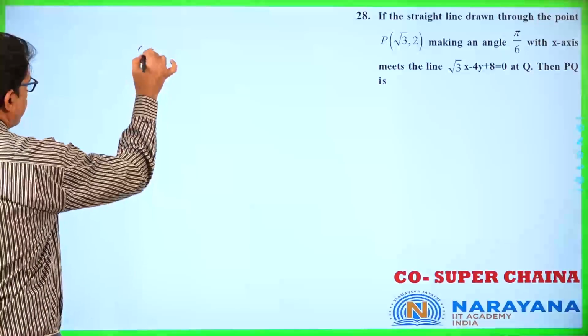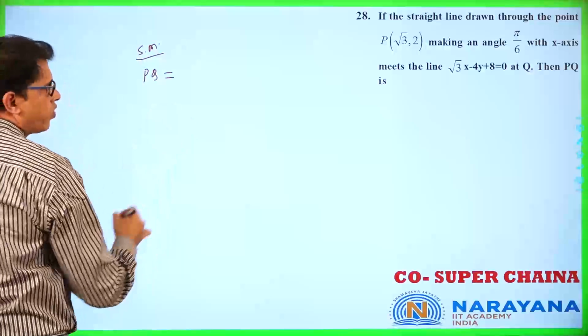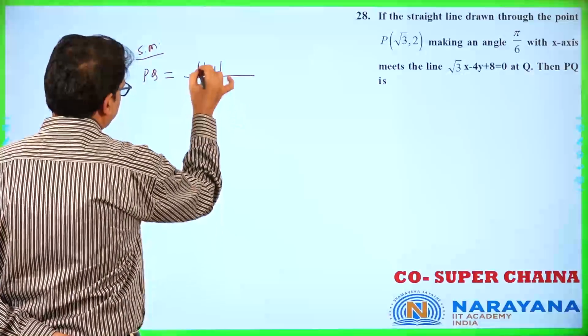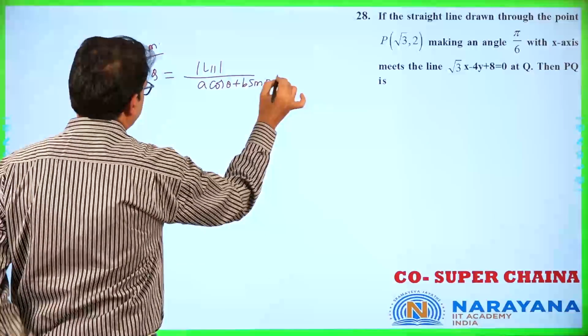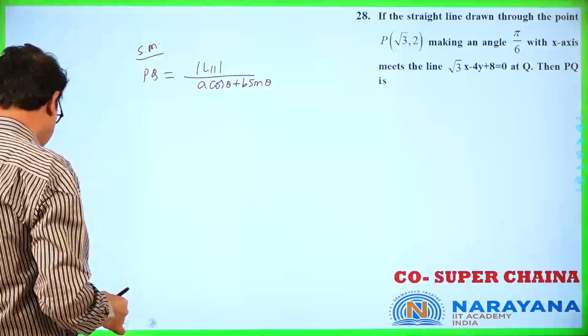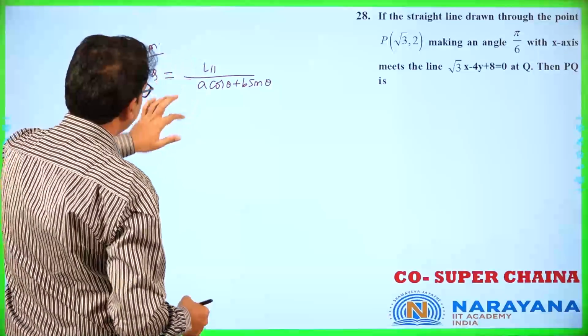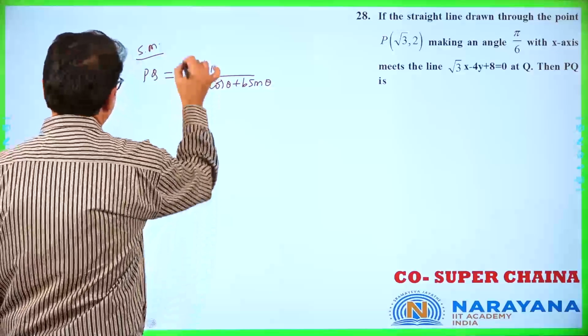Another method, the short method. PQ equals L11 by a cos theta plus b sin theta. L11 means apply the given point.